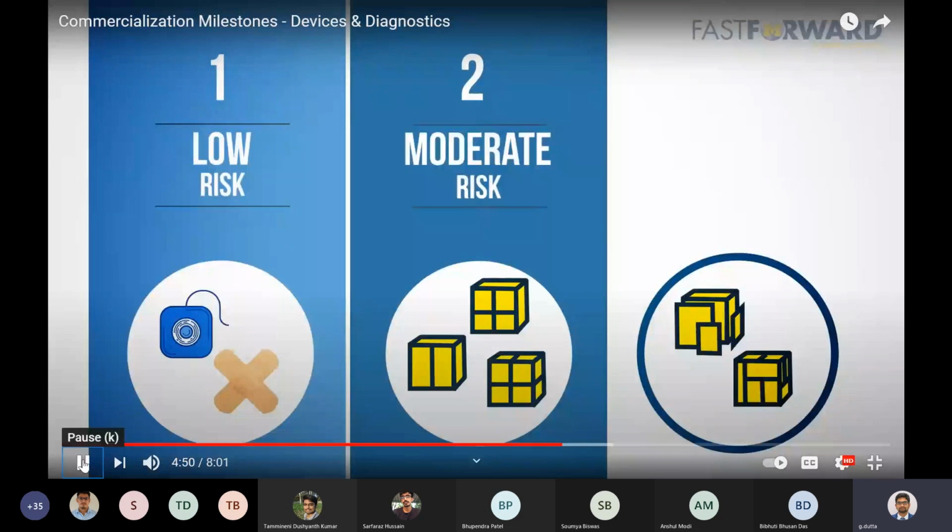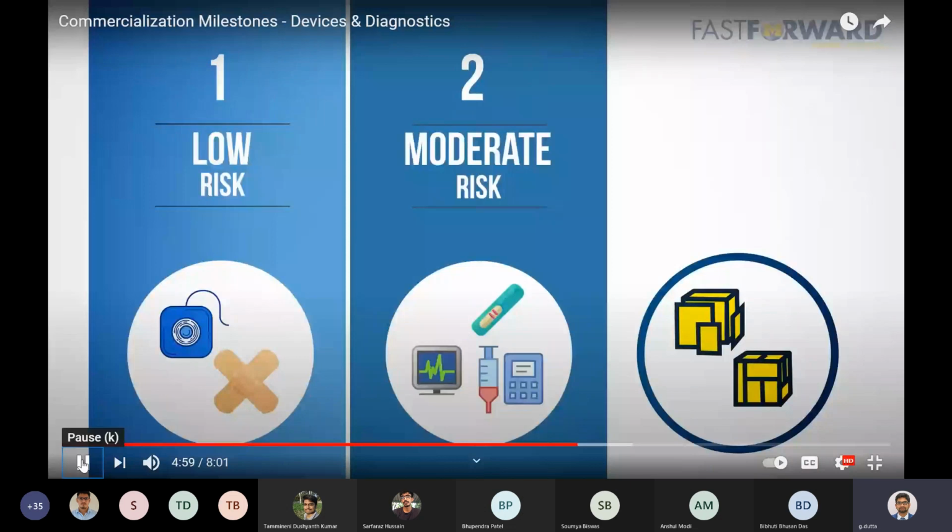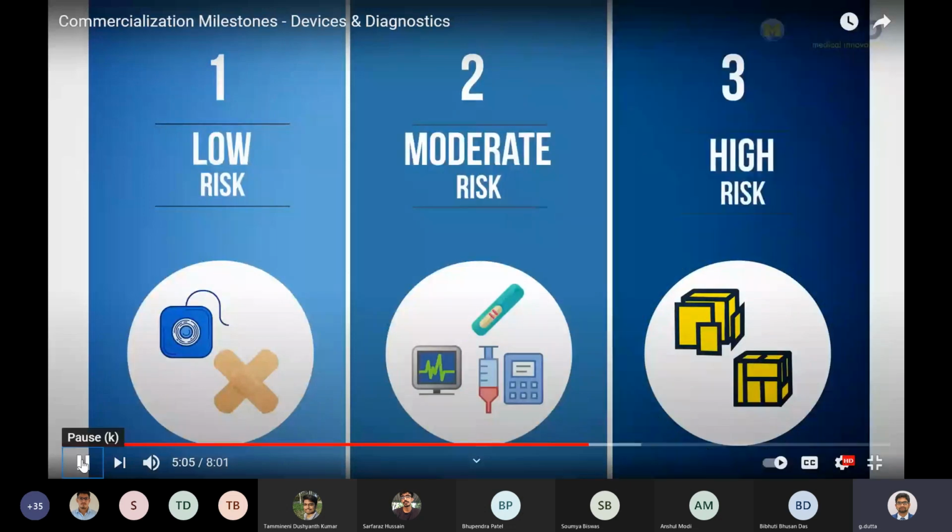Class 2 devices are the most common and include things like pregnancy tests, infusion pumps, and monitoring devices. Class 3 devices pose the most risk to patients, are generally life-sustaining or implantable, and are subject to the most rigor by the FDA, requiring clinical trials for approval. Think implantable pacemakers and breast implants.